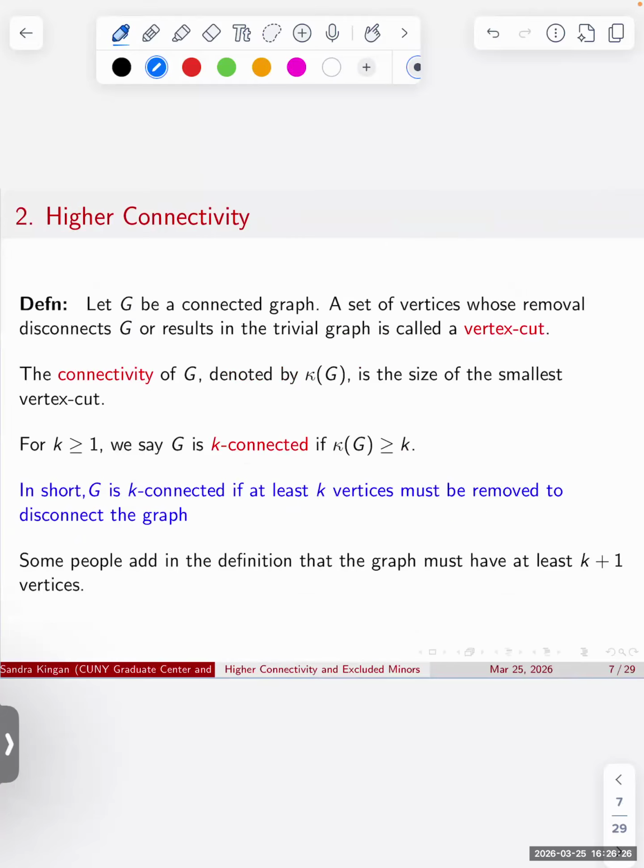All right, so here's higher connectivity, and that theorem should be on this slide. Let G be a connected graph. A set of vertices whose removal disconnects G or results in the trivial graph is called a vertex cut. This is how we started talk one. So the connectivity of G, denoted by kappa G, is the size of the smallest vertex cut. And we say G is K connected if kappa G is greater than or equal to K. So this definition is a non-trivial one.